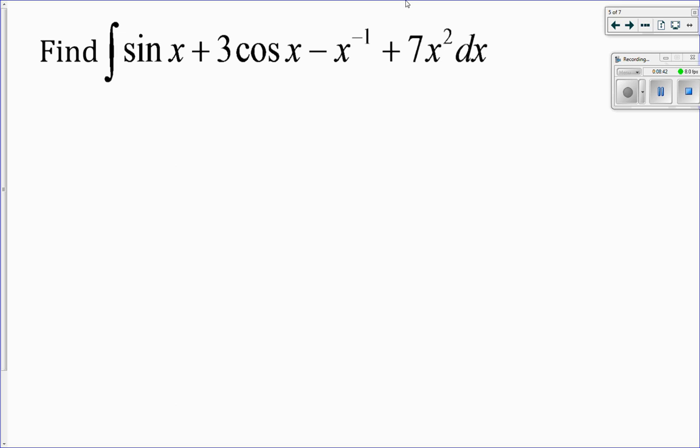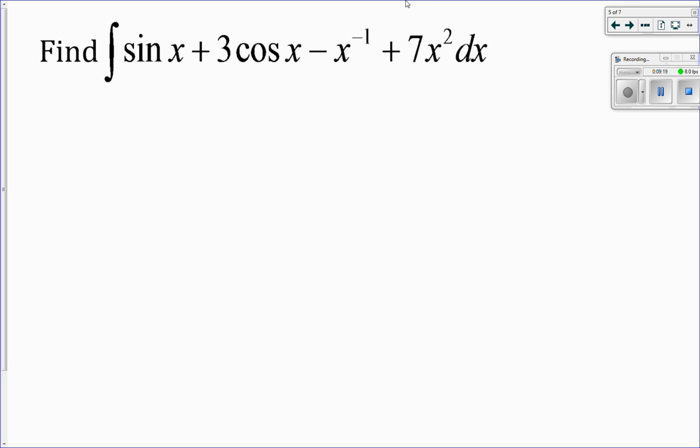Here's my example. It's a long, ugly, scary-looking function, but don't stress. It's not as bad as you think. They want us to find the antiderivative of sine of x plus 3 times cosine of x minus x to the negative 1 plus 7x squared with respect to x. Take it piece by piece. Find the antiderivative of the first, then find the antiderivative of the second, and keep going. Try it. Because I'm going to put the solution up now.